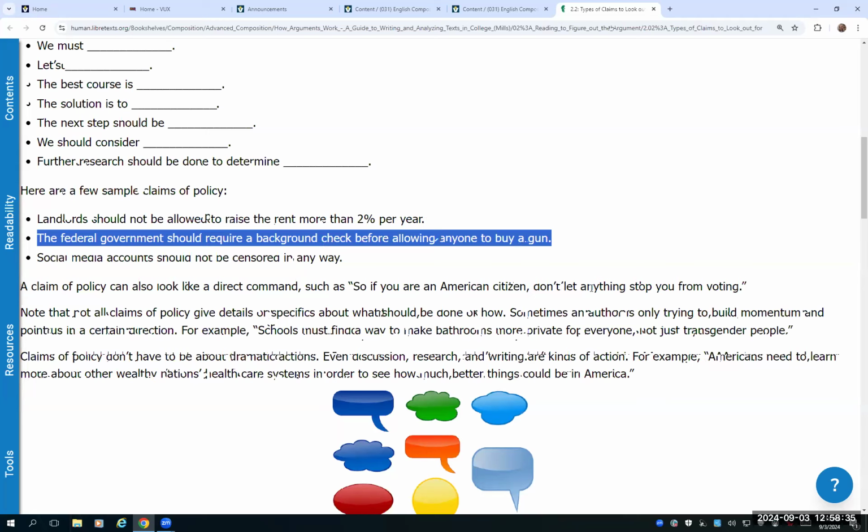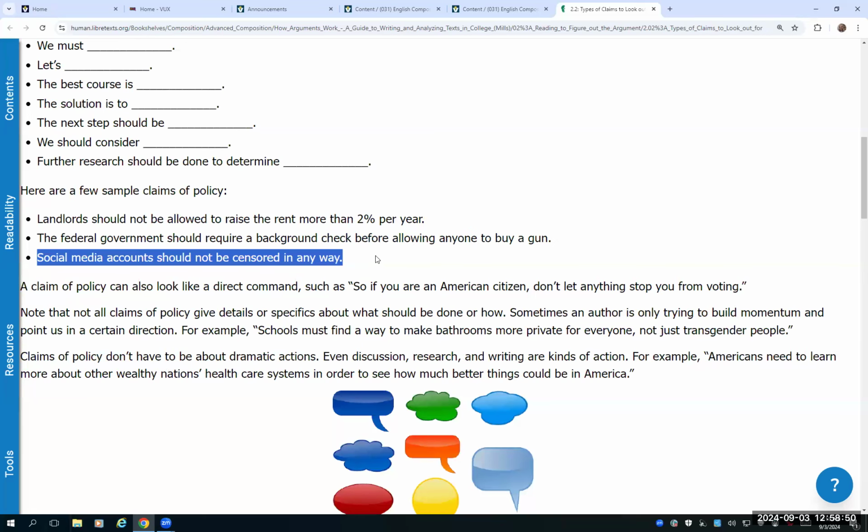And this is a claim of policy because it's saying an action. It wants you to require a background check. And then finally, we've got another example. Social media accounts should not be censored in any way. Again, we know it's a claim because it addresses a problem, the censoring of social media accounts. It is contestable, or can be questioned. What does censoring mean? Are you blocking the whole account, kicking them completely off? Or are you only blocking certain posts?